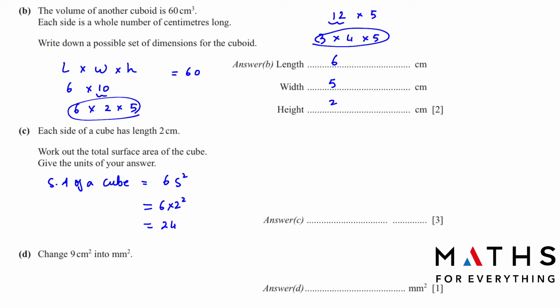this will give us 24, and we need to write the unit also. It's area. Area is always square. So centimeter square. But they change 9 square centimeters into square millimeters. You know that centimeter to millimeter we multiply by 10. Because it is a square, we'll multiply 2 times. This will give us 900 square millimeters.